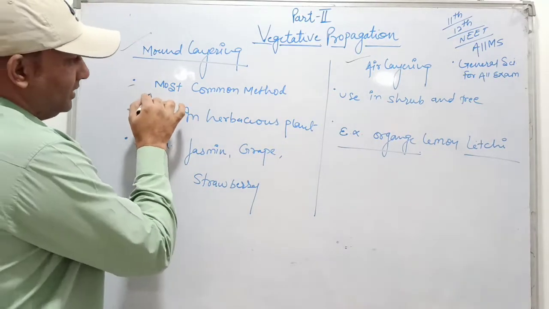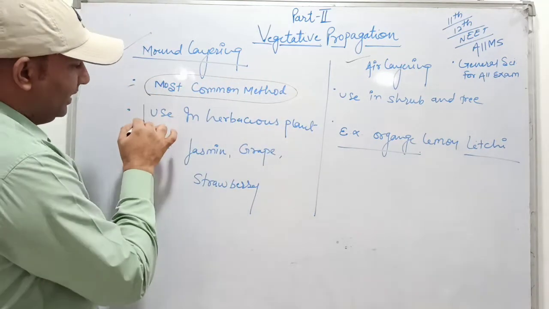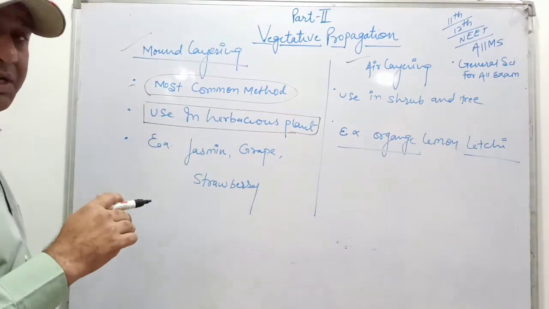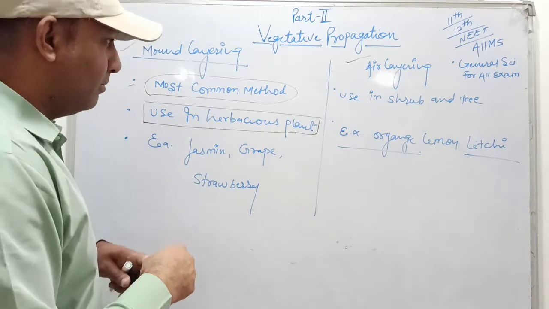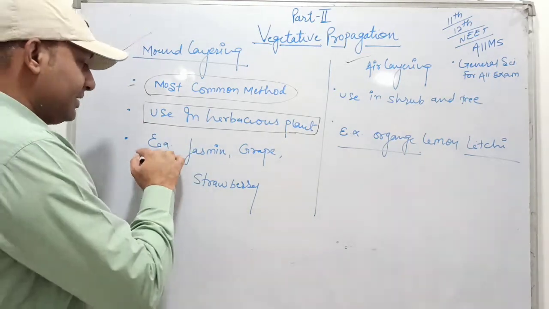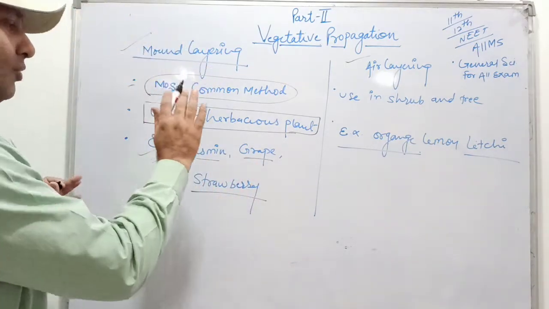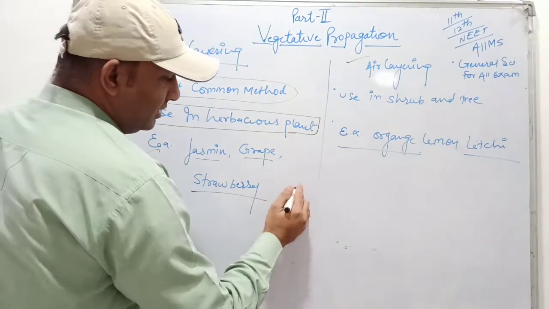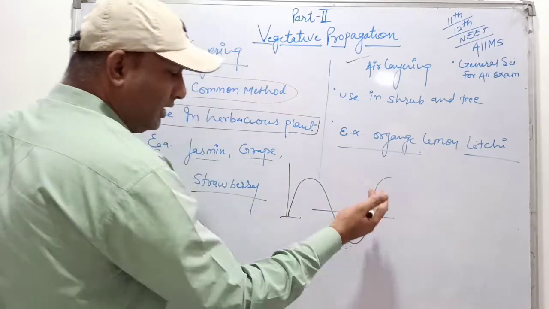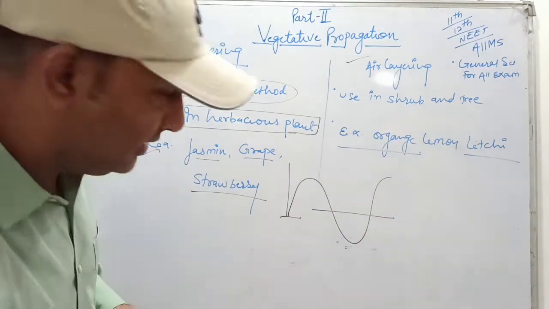It is the most common method for propagation. Second, it is used in herbaceous plants, that means small plants whose branches or small stems can easily bend. Examples are jasmine, grapes and strawberry. Clear? So mound layering is a simple type in which a small branch is bent and then transferred into the soil to make a new plant.